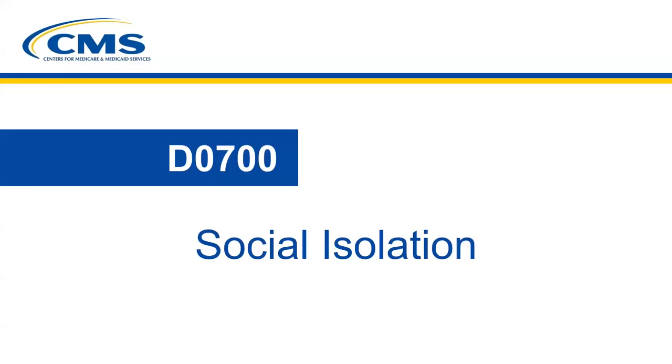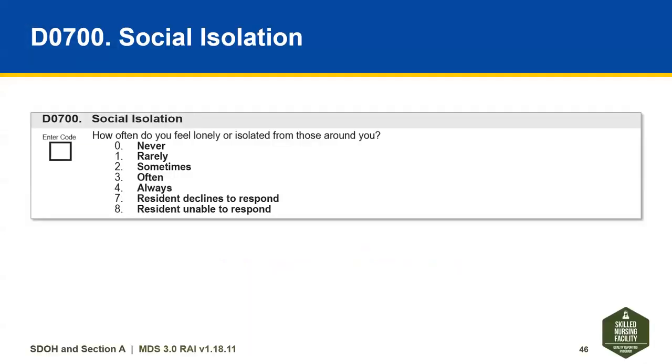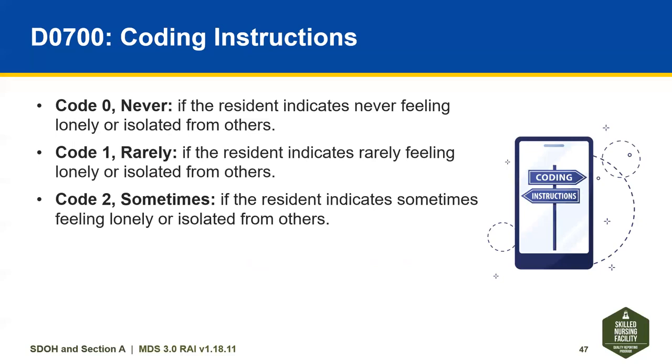The final SDOH data element we will review is in section D, and that's D0700, social isolation. And here is the snapshot of that data element, which is collected on admission and discharge. Again, we'll refresh our memories by reviewing the coding instructions for D0700 before we go to the practice scenarios.